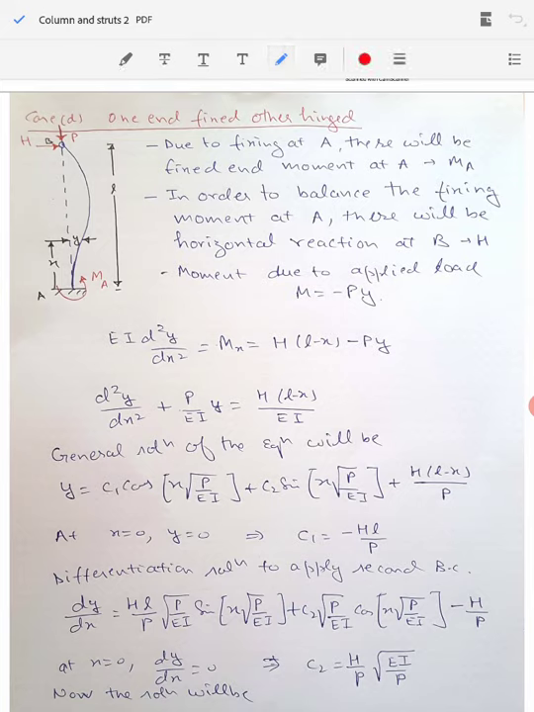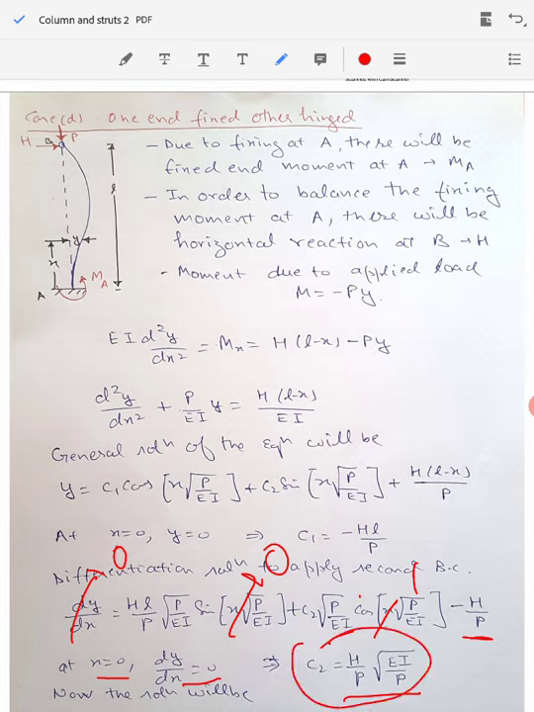Now we apply the boundary condition for x equal to 0, where dy by dx is 0. When you substitute x equal to 0, the cos will become 1 and the sin will become 0. So c2 equal to H by p under root of EI by p. This H by p comes to the left hand side, and you multiply it by EI by p under root EI by p. That gives you the value of c2 as H by p under root of EI by p.